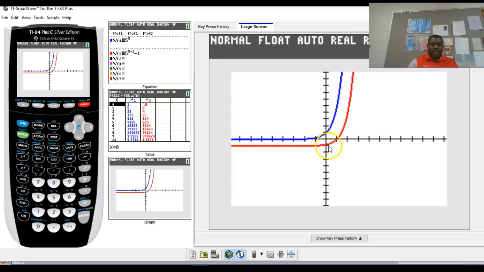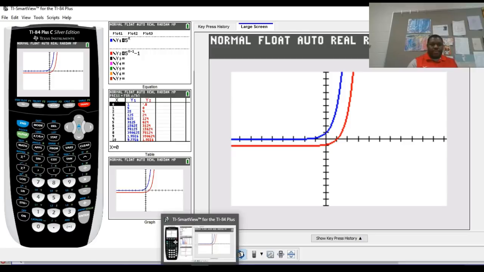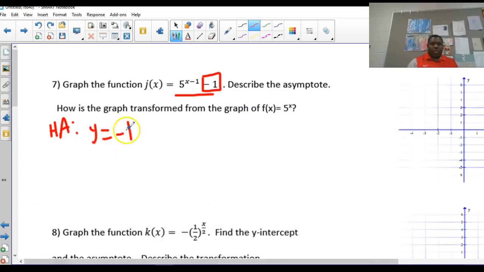All right, so y'all see how this is y equals -1 right here? It never crosses that. It just continues right there. That's my asymptote, my horizontal asymptote. So y equals -1 is my horizontal asymptote.